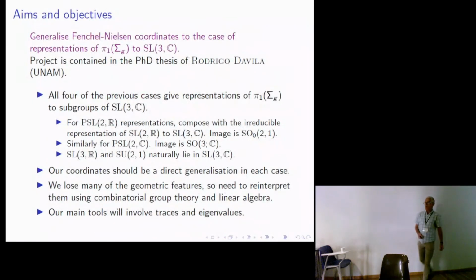So we're always told now by education theorists we should have aims and objectives. I can never remember which one's which. So my aims and objectives are to generalize Fenchel-Nielsen coordinates to SL3C representations. And this is part of the PhD thesis of my student Rodrigo Davila, whose PhD is in Mexico at UNAM, and we want all of those previous cases, so the Fuchsian, the quasi-Fuchsian, the convex projective, and the complex hyperbolic.